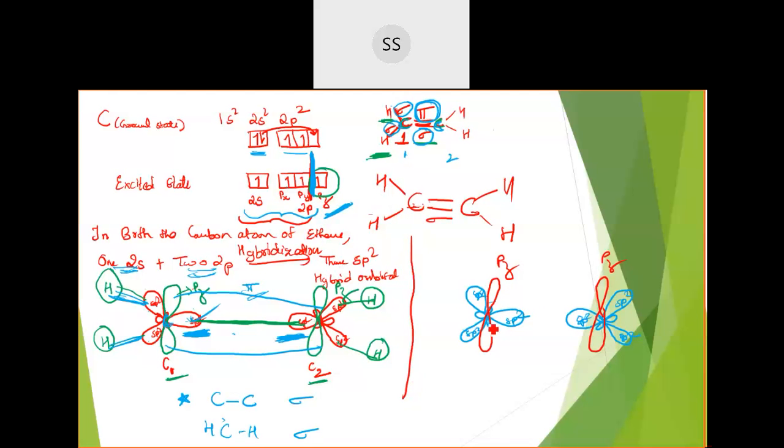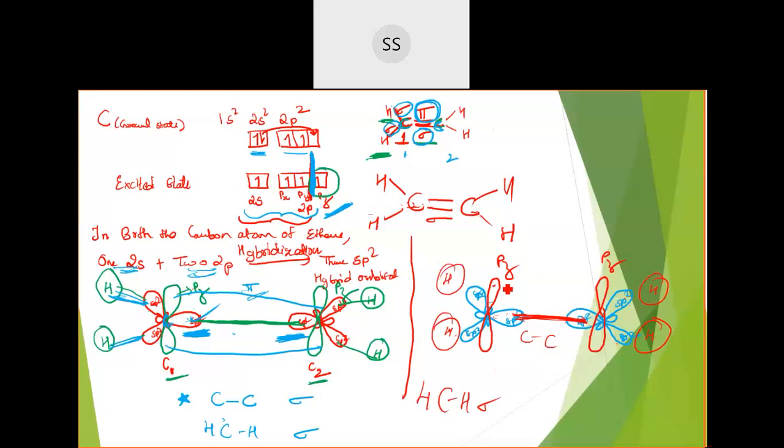After you have finished drawing so much, you will make them overlap with the hydrogen s orbital. These two will overlap to form the carbon-carbon sigma bond, because between carbon and carbon there is one sigma bond. So this hybrid orbital will be utilized to form the carbon-carbon sigma bond, and the remaining ones, altogether 4, with each carbon having 2, the remaining sp2 hybrid orbitals of both carbon atoms will overlap with the s orbital of the hydrogen atoms to form sigma bonds. How many? Four carbon-hydrogen sigma bonds will be formed.